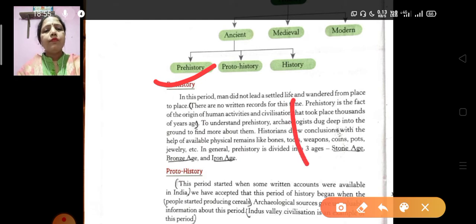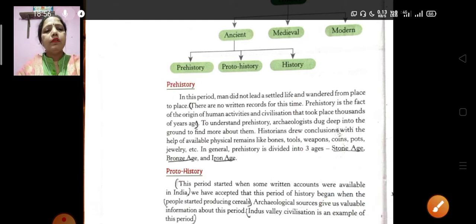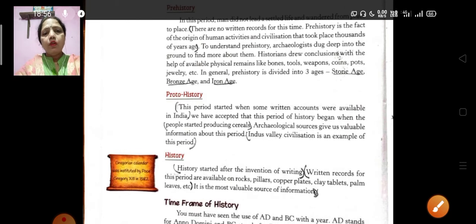Now we will learn about proto-history. What is proto-history? This period started when some written accounts were available in India. We have accepted that this period of history began when people started producing cereals. Archaeological sources give us valuable information about this period. Indus Valley civilization is an example of proto-history.